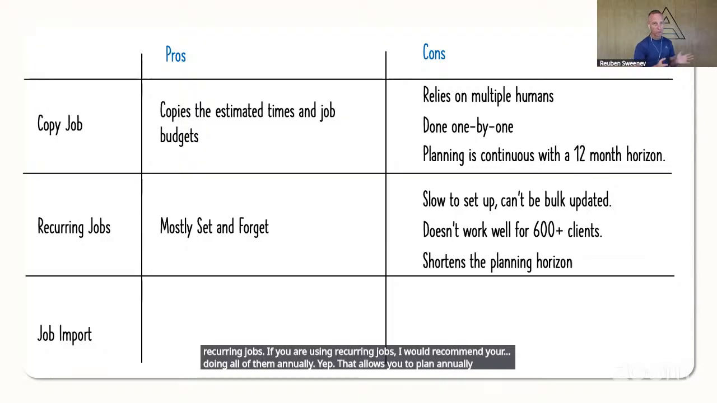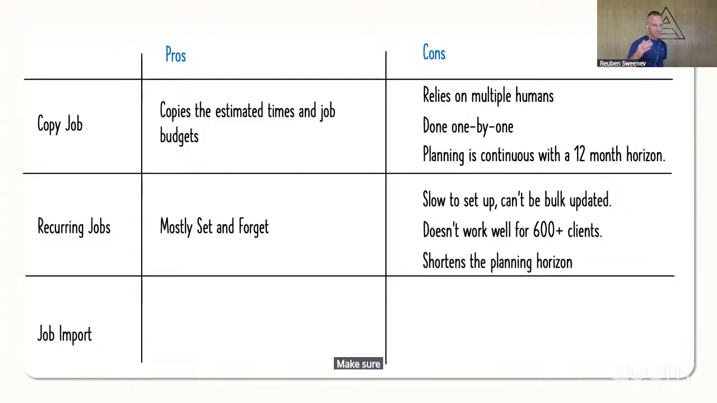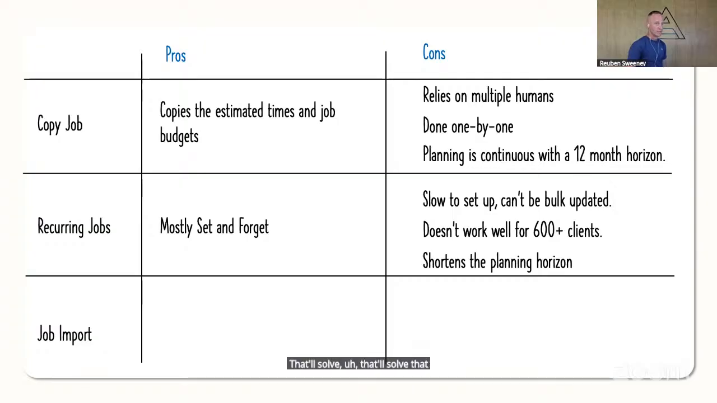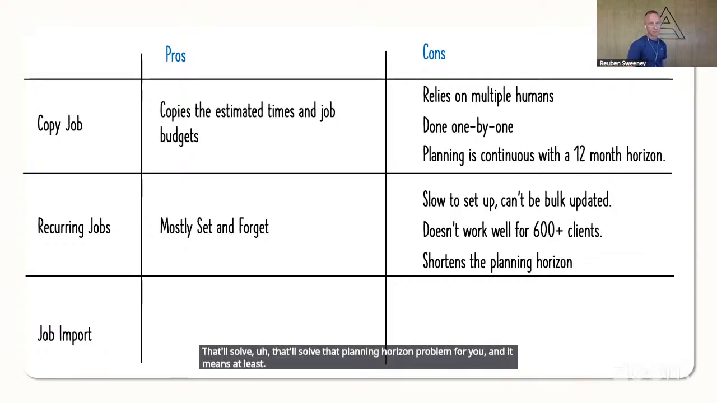So they're still recurring. And as you said, maybe you've got less than 600 clients and it's still manageable for you. Make sure that all of those engagements are in your recurring jobs and that they recur annually on or around March or April each year. That'll solve that planning horizon problem for you. And it means at least once a year, and for the entirety of the year, you have all of your work available to be allocated to somebody with a plan.